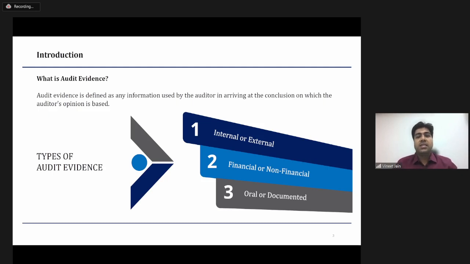But yes, this is a basic background about audit evidence and what SA 500 is giving so much emphasis to, and this is a very important one. So we need to really understand the basics of audit evidence.